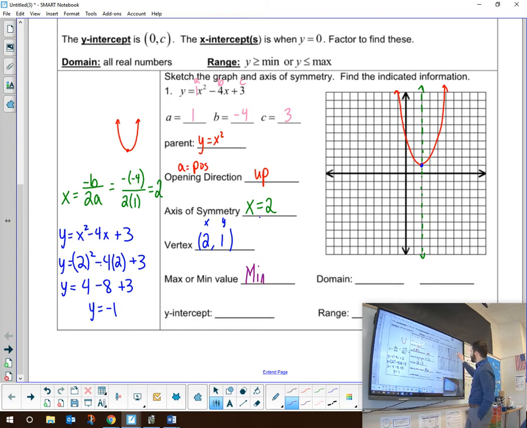Okay? Because we have a lowest value that we can have. And my lowest value is going to be whatever my y is, okay? So my lowest value here is 1. That's going to help us whenever we write our range for this.